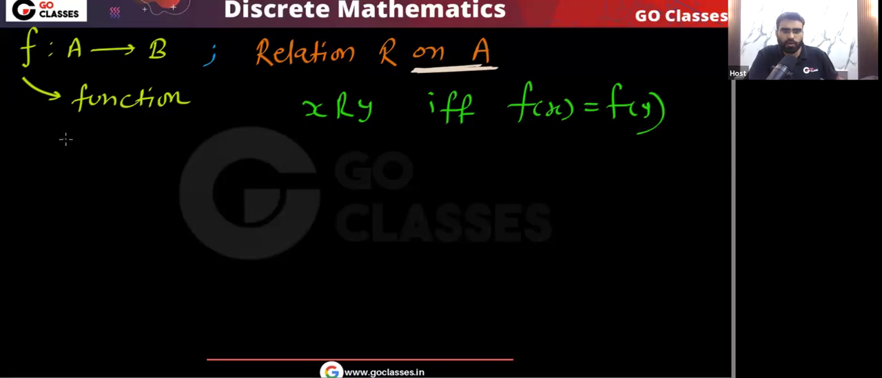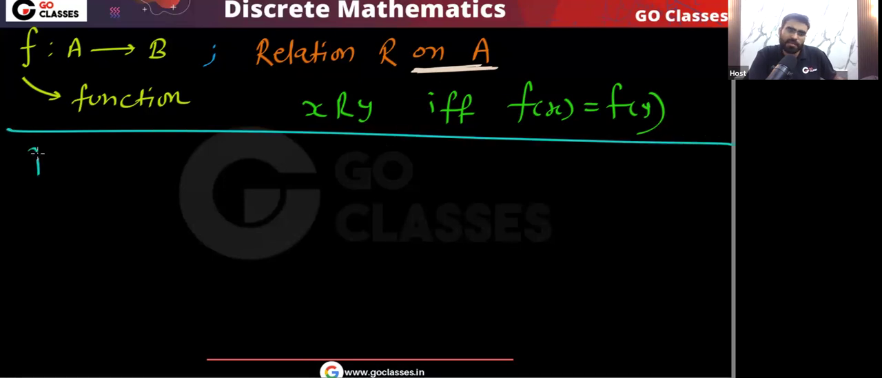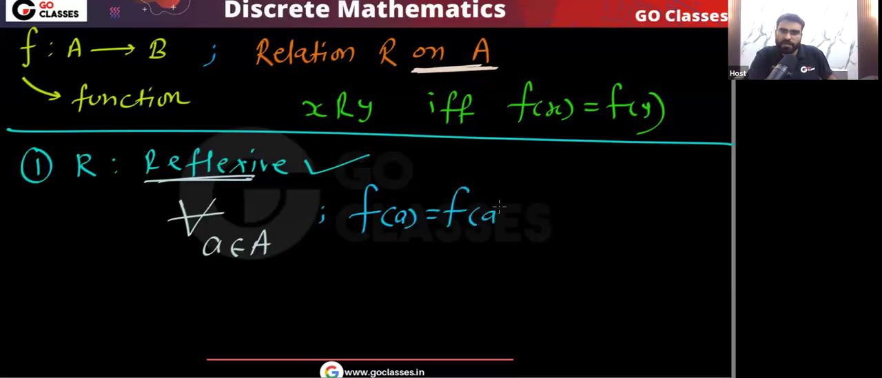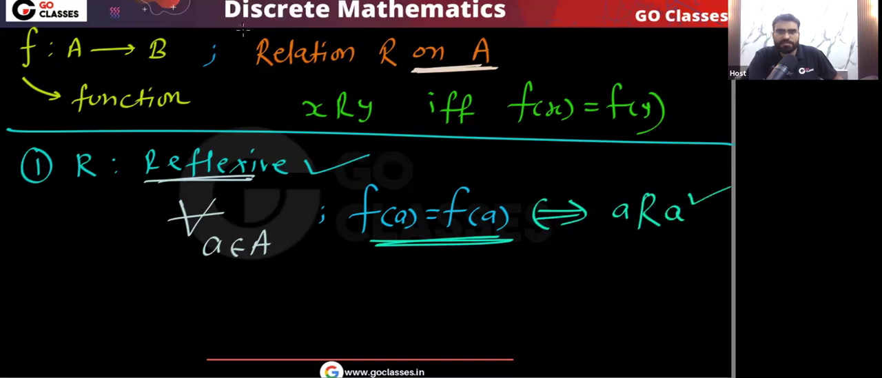Now let's prove that this relation R will be reflexive, symmetric, and transitive. So tell me, can I say that it will be reflexive? How will you prove it? Remember, this is a relation on set A. If you take any element from set A, can I say that FA will be equal to FA? Yes. So it automatically means A is related to A. That's it. Is this clear? So the reflexive property is there.